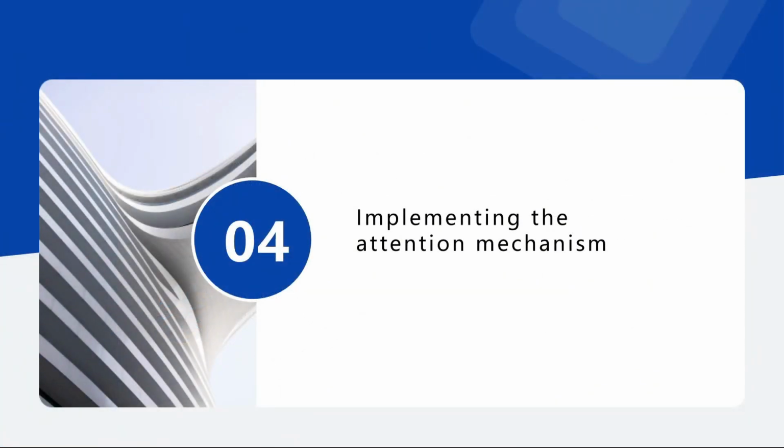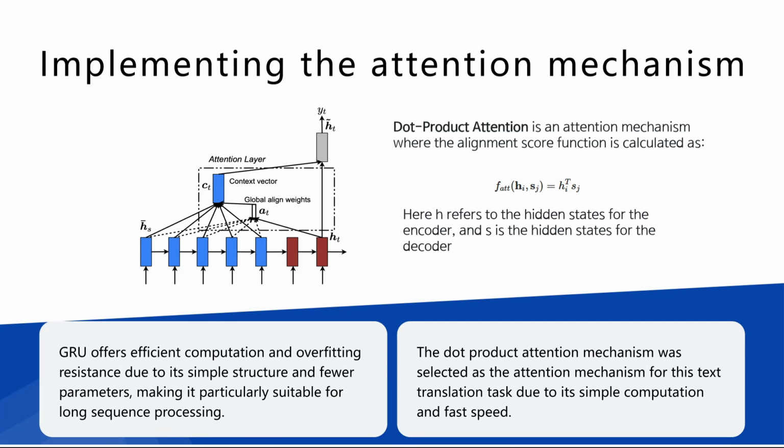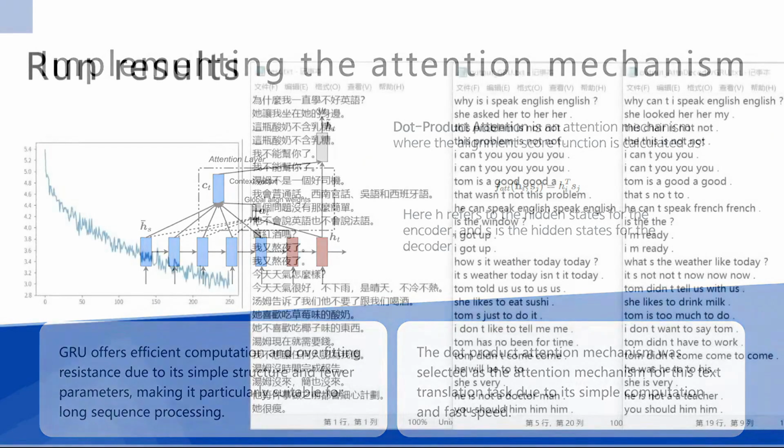Next, I implemented the attention mechanism to further improve performance. In this enhancement, I use GRU as the base unit for both the encoder and decoder, primarily because GRU has a simpler structure with fewer parameters, which improves computational efficiency and is suitable for handling long sequence data. For the attention mechanism, I chose dot-product attention due to its simplicity and speed, which helps the model dynamically focus on the most relevant information in the source sentence during translation. Overall, combining GRU with dot-product attention ensures efficient model operation while improving translation quality.